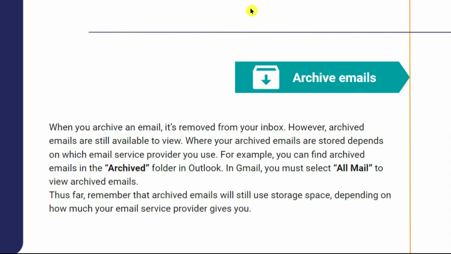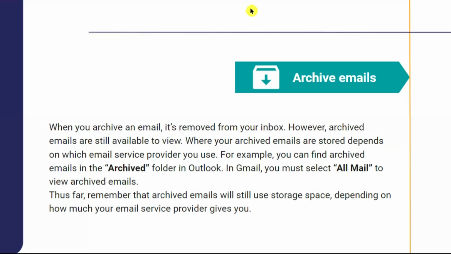When you archive an email, it's technically removed from your inbox. However, archived emails are still available to view if you need to. Where your archived emails are stored depends on which email provider you use. For example, you can find archived emails in the Archive folder in Outlook. In Gmail, you will instead use All Mail to view archived emails. That would be a combination of things in your inbox and things that you have put in archive.